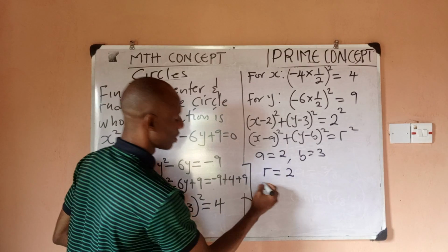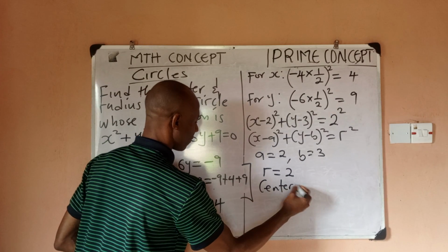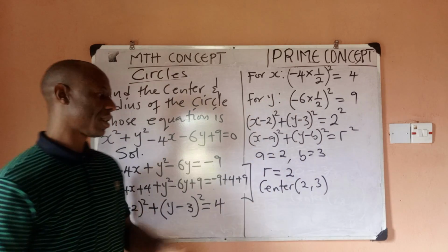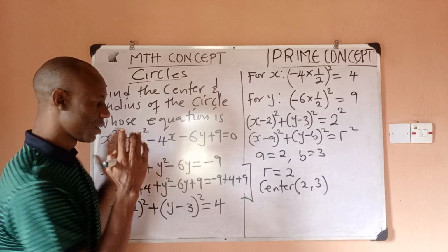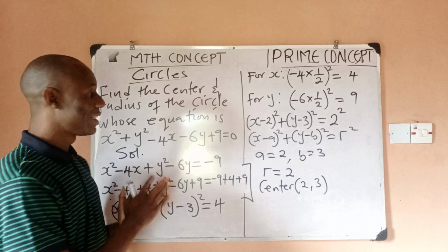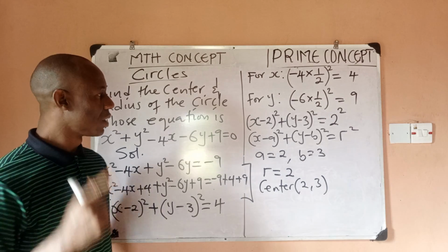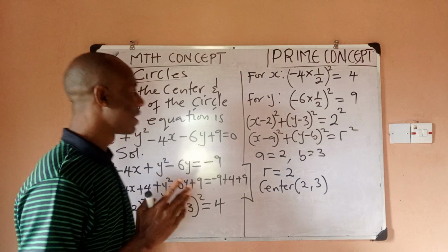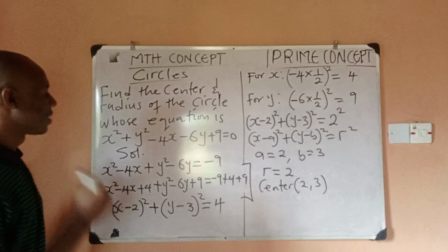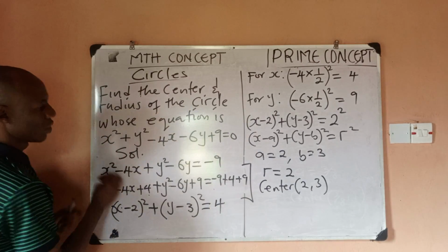You should take note that the center of your circle is what we have gotten as (2, 3). That is the center of our circle where the radius is this. So this is the method of completing the square. So I believe that this method is clear to you. Now, so that I can quickly make it even clearer to you, let's solve this same problem using the general equation.